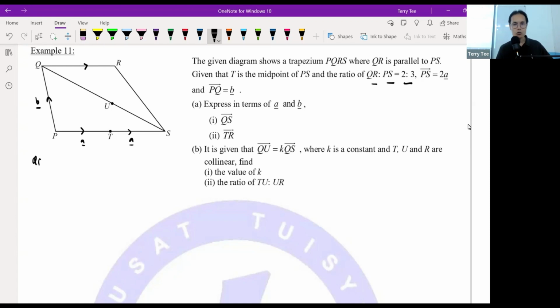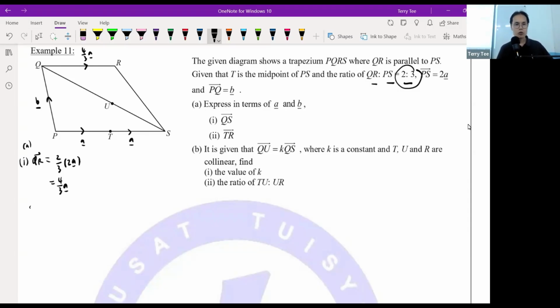Okay, your QR is 2 over 3 of BS. BS is 2A. I used to look at the wrong one. This is 4 over 3A. So this one is 4 over 3A. Sorry. Okay. Now I want to find vector QS.